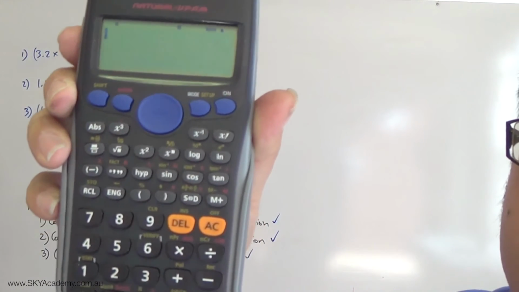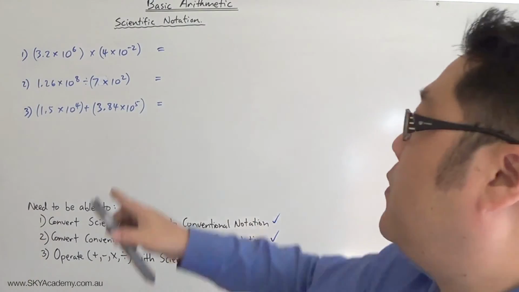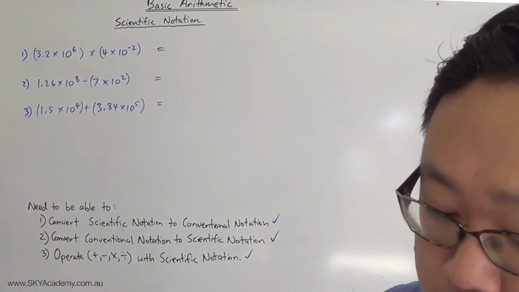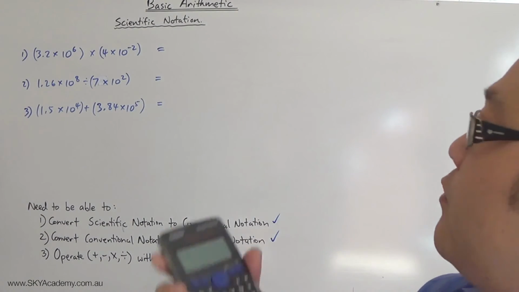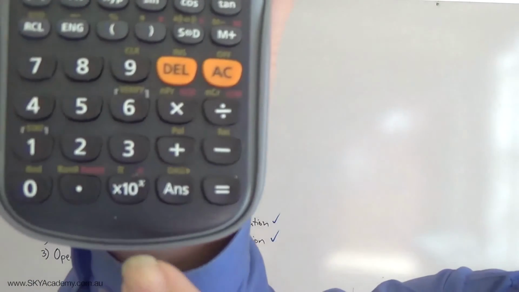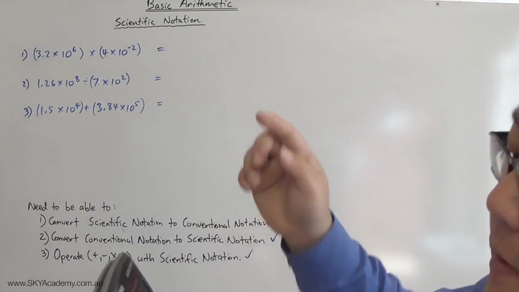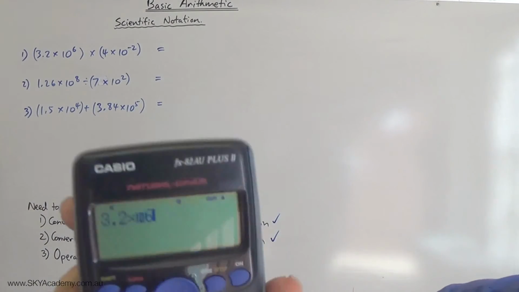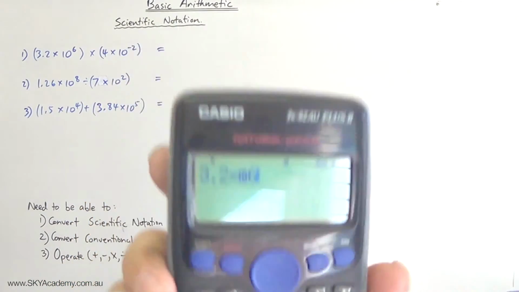So the way that you enter the numbers in your calculator is, first of all, with the first question, write 3.2, and then you just press that button, times 10 to the power of, and then after that you type in the number 6, and that should give you the number 3.2 times 10 to the power of 6.